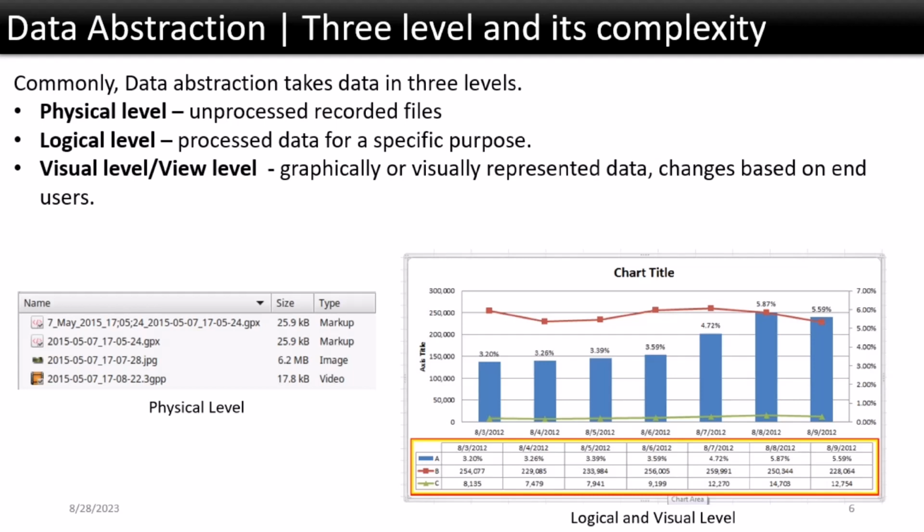And all those processed data that are represented in a visual form to get a clear idea of the data, to perform a specific action and purpose, those types of data are called visual or view level. This visual or view level has many divisions that are based on the end user's perspective. And depending upon the customer, this visual or view level changes.